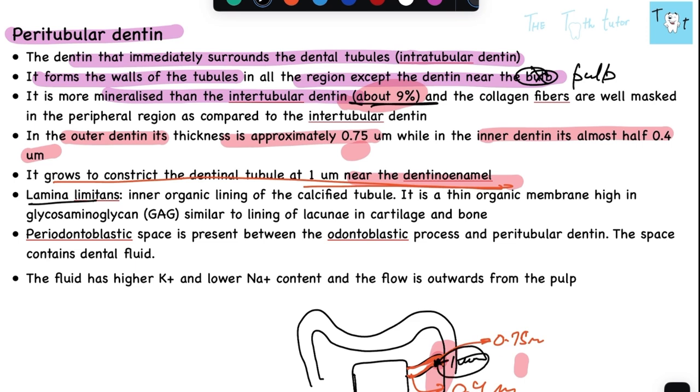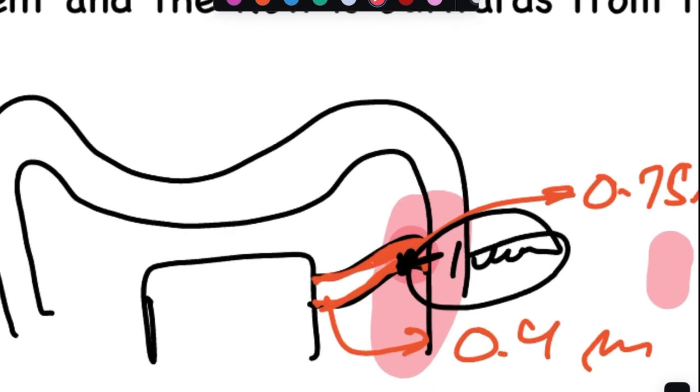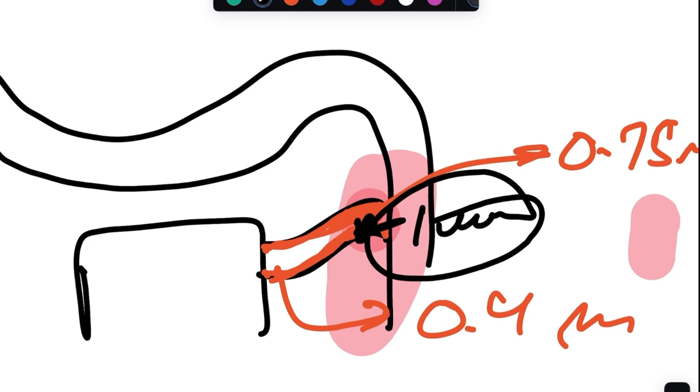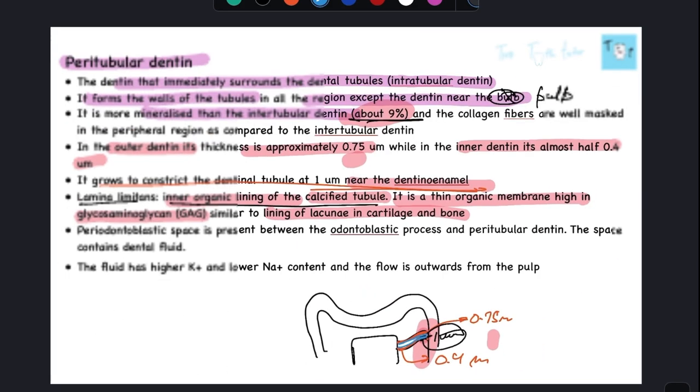The lamina limitans is an inner organic membrane, the inner organic lining of the calcified tubule. It is a thin organic membrane and high in glycosaminoglycans, and it is similar to the lining of lacunae in cartilage and bone. So it is basically an organic membrane that surrounds this peritubular dentin. So this is a membrane surrounding this peritubular dentin.